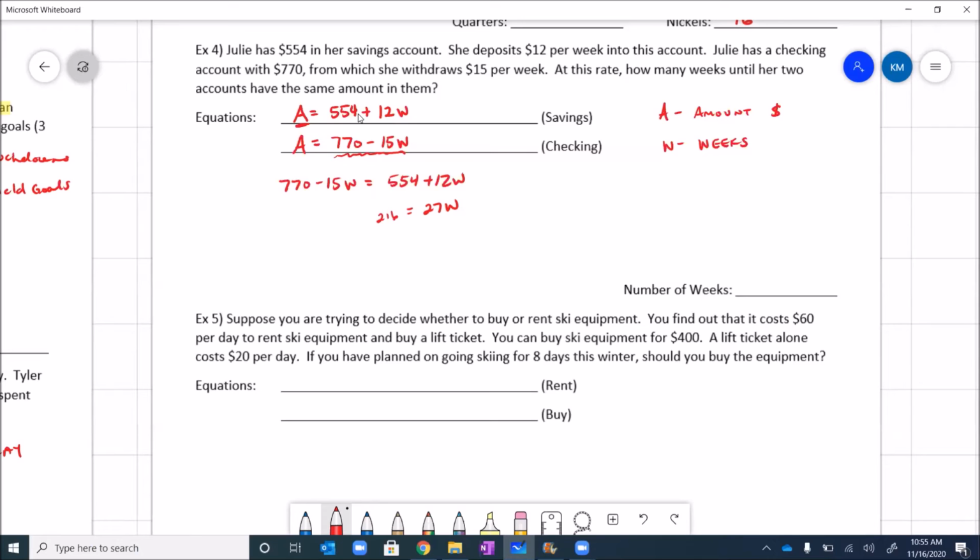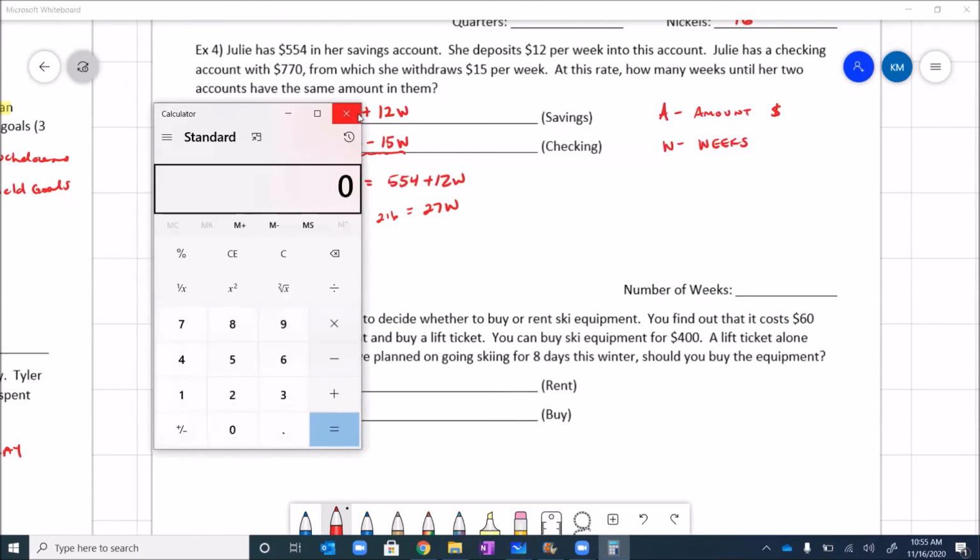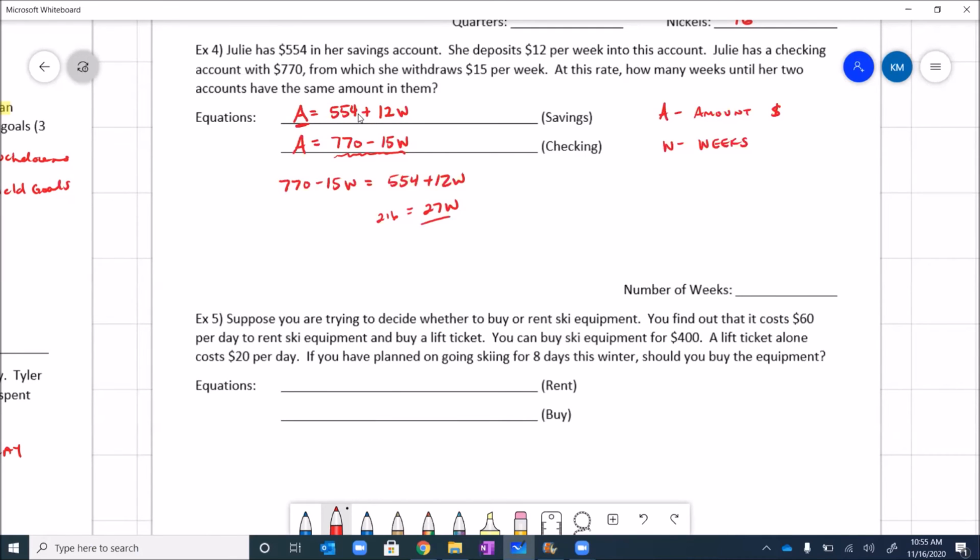It should probably be like 8. 216 divided by 27. And we get w equals 8. So in 8 weeks, she'll have as much in her savings account as she does in her checking account.